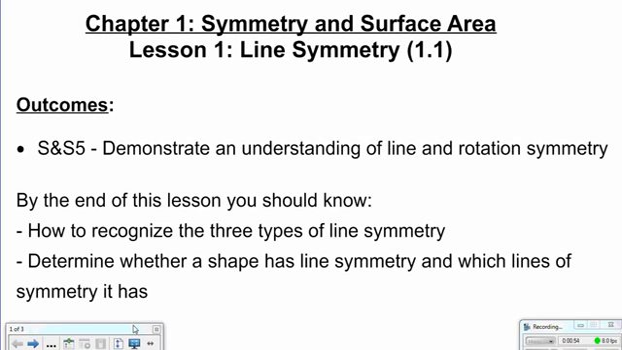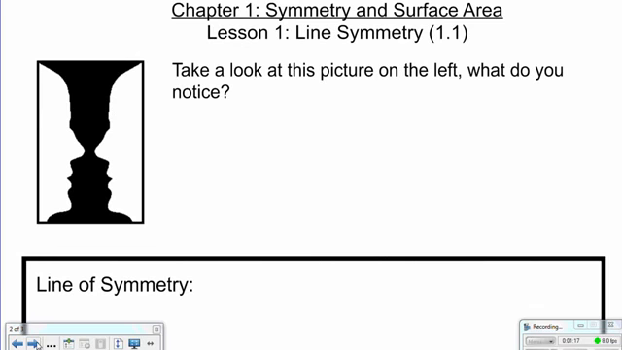So anyways, for this first lesson, we're going to look at line symmetry. And so by the end of this lesson, you should know how to recognize the three main types of line symmetry that we'll be looking at, and determine whether a shape has line symmetry, and then if it does, what types of line symmetry it has. And it may be one, and it may be more than one. So let's look at our first examples.